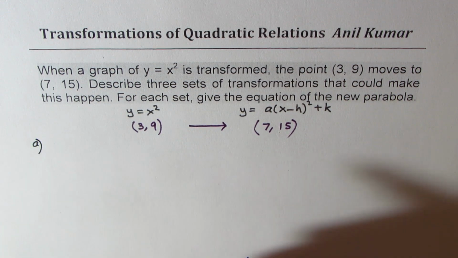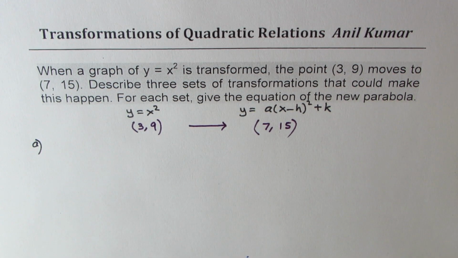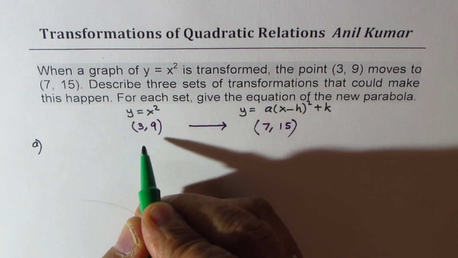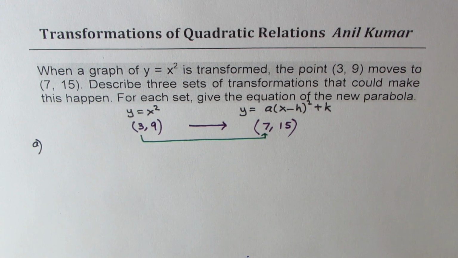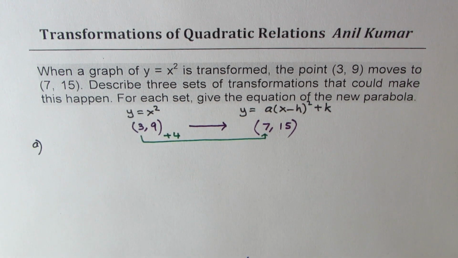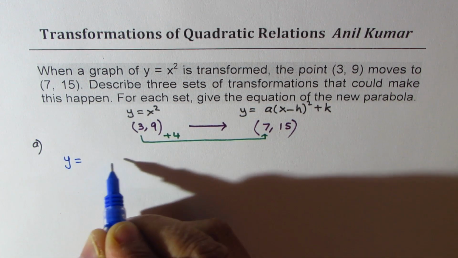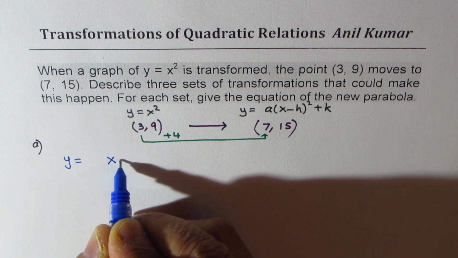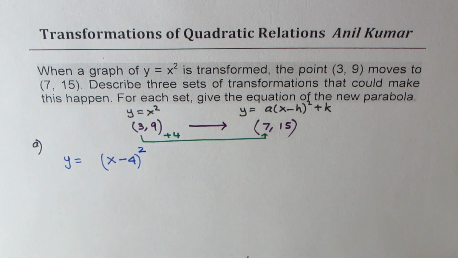Let's say the first one. What we note here is that the x value changes from 3 to 7. That is, you have added 4 to the x value. So you could have a transformation where the function could be written as y equals (x minus 4) whole squared. So that ensures plus 4. You get an idea, right?